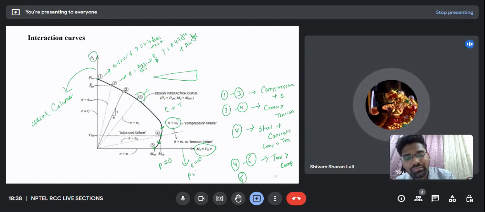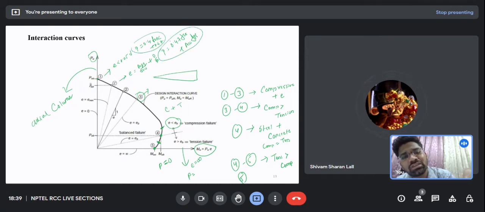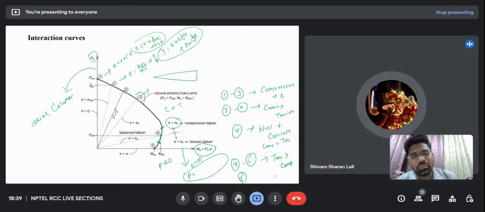For point 1 it was 0.46 fck. For point 1 dash it was 0.47 fck. What will be the value of P? On the x-axis we design it for beam, 0.36 fck. Yes, beams, sir, what we take for beams.